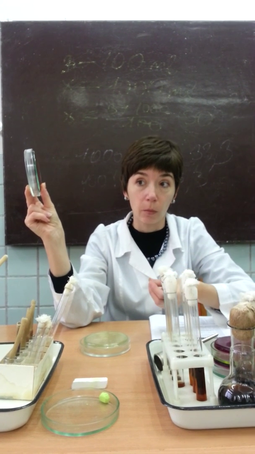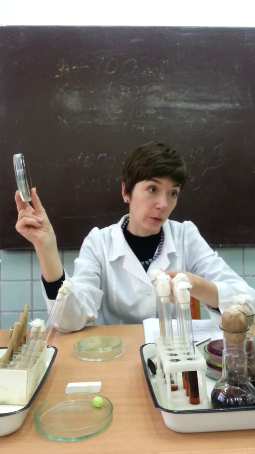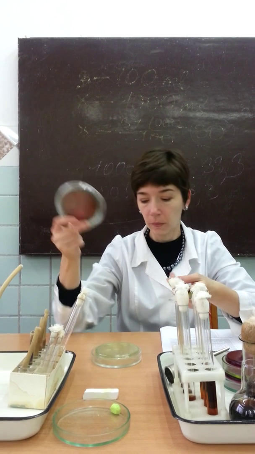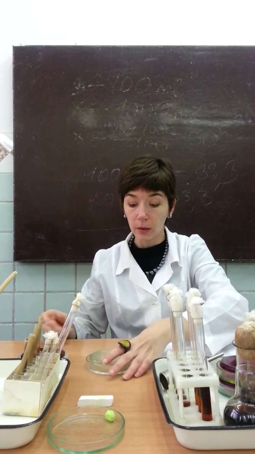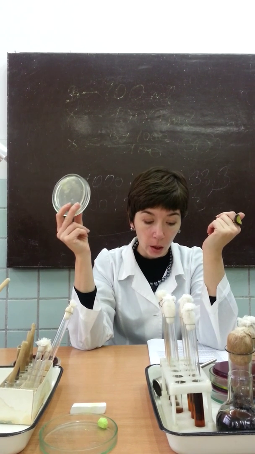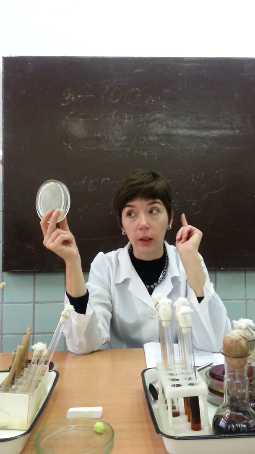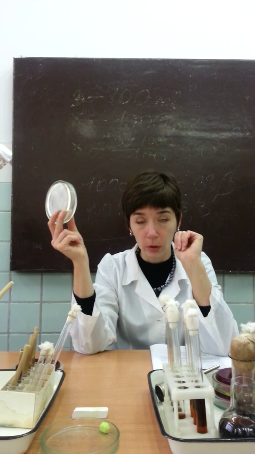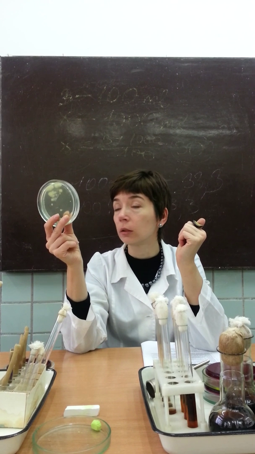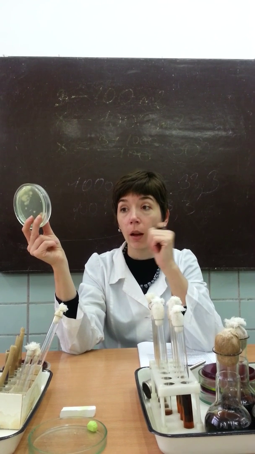Other: yolk salt agar. It's a selective media for Staphylococcus. Why salt? 10% of salt inhibits growth of other bacteria, but not Staphylococcus, because Staphylococcus is halophilic. It survives in this condition and may multiply in it.